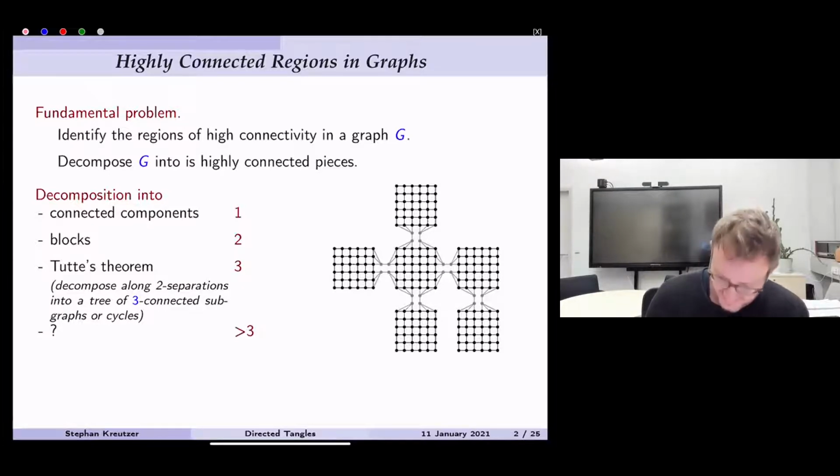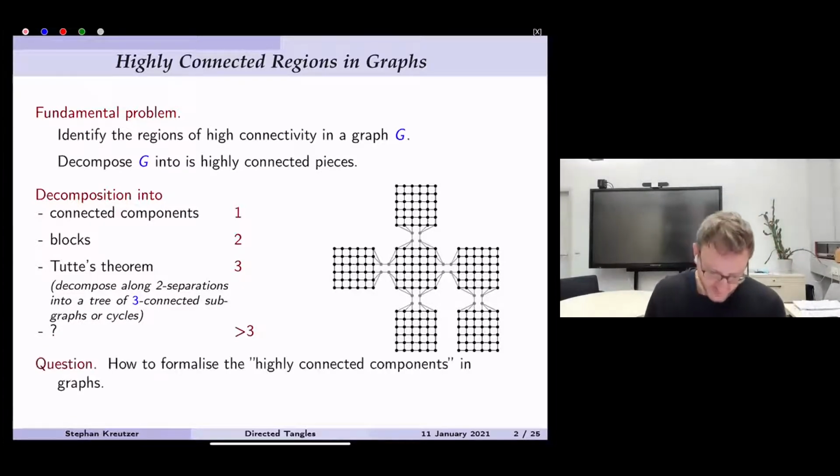separations, and then it doesn't work anymore, really. Then you skip the three and cut along four-separations, and things still don't work. So it's not so clear what to do here for connectivity. The problem is how we can formalize highly connected components in the graph. If you can't find them by just cutting along k-separations to get (k+1)-connected components, then we need something else. And that's what tangles are.